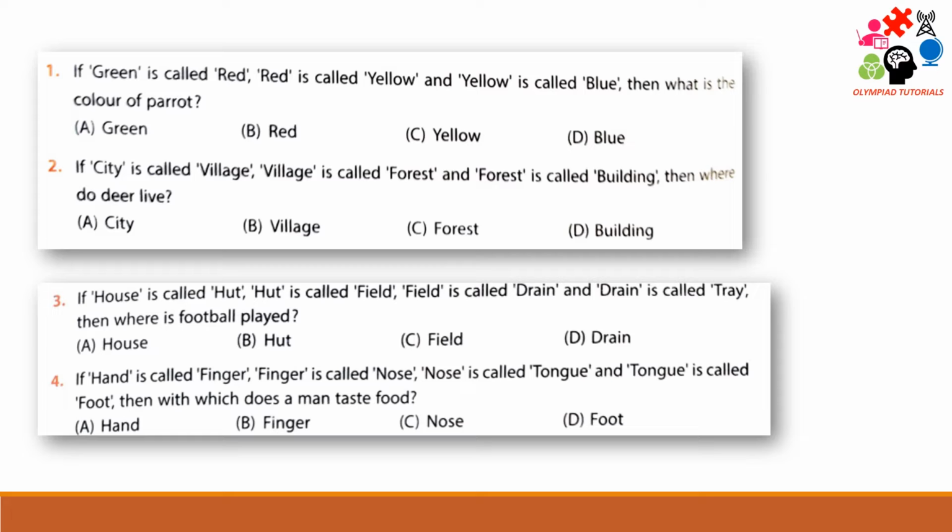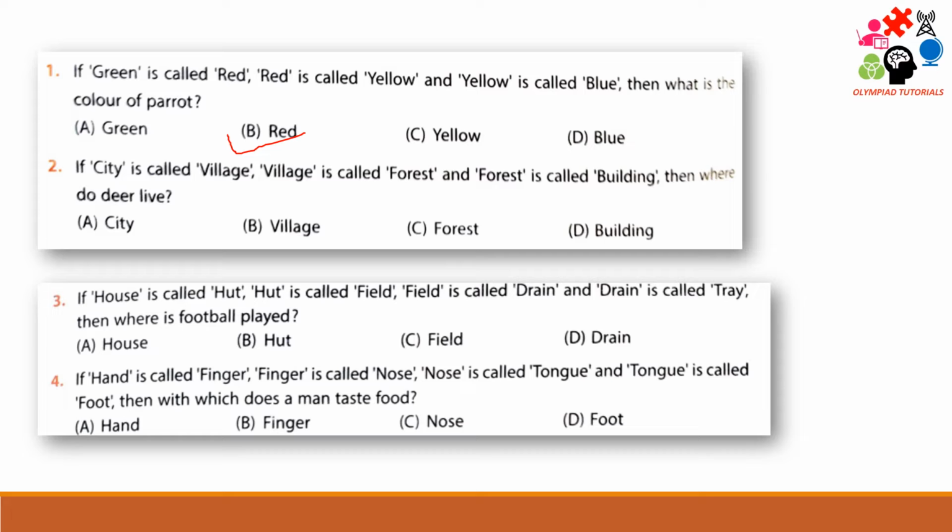So question number 1. If green is called red, red is called yellow, yellow is called blue, then what is the color of the parrot? So here in a certain language, or you can say in a certain code, green, red and yellow are substituted with red, yellow and blue. So now the question arises, what is the color of the parrot? We all know the color of the parrot is green. In general it is green in color. But in the coded language, green is called red. So here you will have the answer as the color of the parrot is red. Very easy.